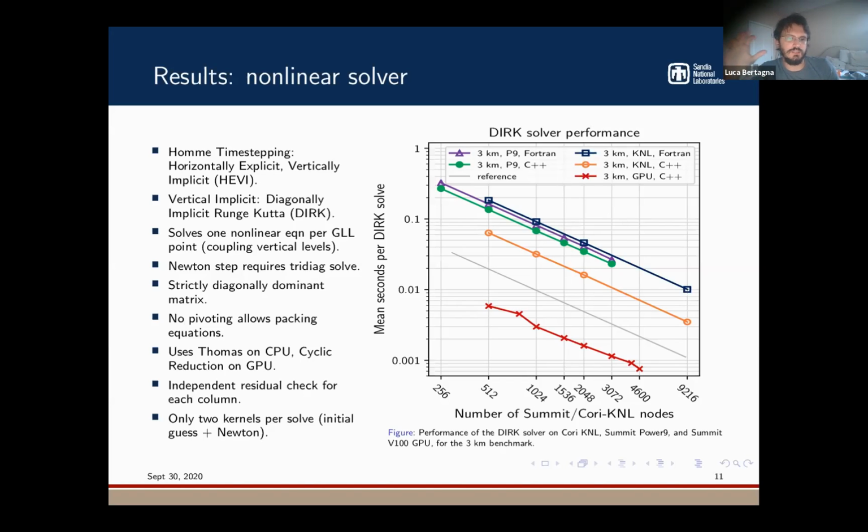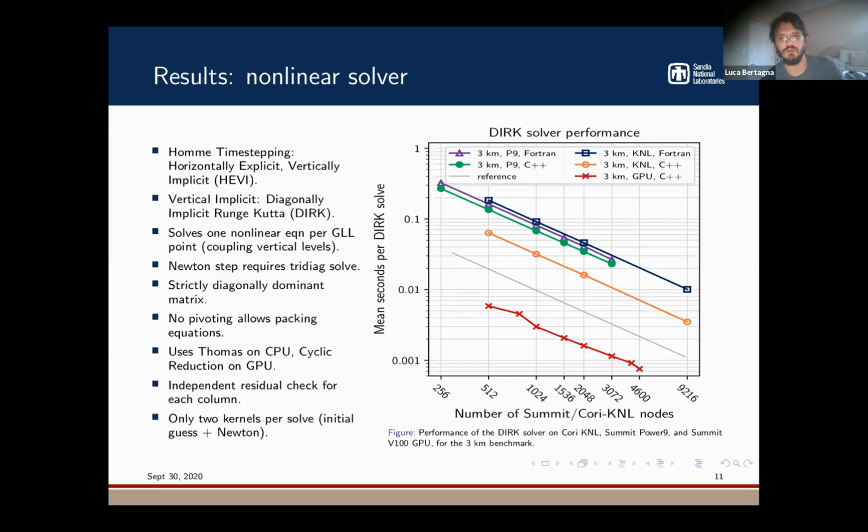Each column residual is checked independently, which means that we allow for a different number of iterations per column. And we only launch 2 kernels for each full nonlinear solve for the whole system. One for the initial guess and then one for Newton. And the scaling study shows a very nice scaling. Here the scaling is arguably perfect. I want to point out this graph does not include any MPI communication. So these are all just local kernels, which is why the scaling looks much better than before.